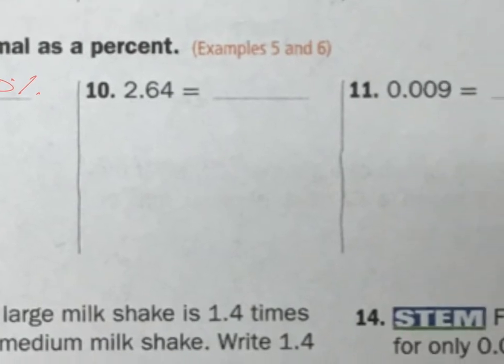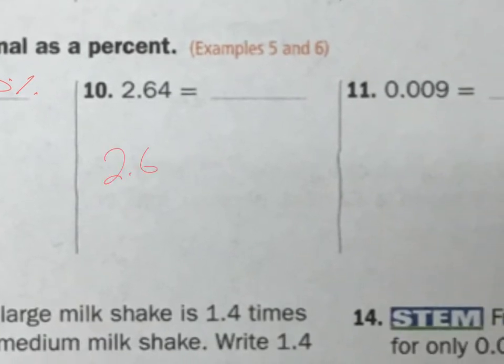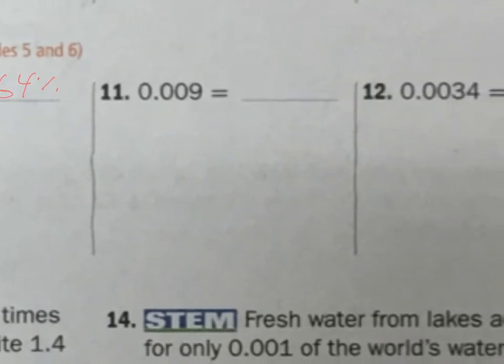Okay. 2.64. It doesn't have a percent symbol. I'm going to want one there, so I take the decimal 1, 2%. So it's 264%. All right. Ooh, this is very small. 0.009. I want to make that into a percent. There's nothing over here, so I got to go 1, 2, stop there, and I get my percent. So it is 0.9%.